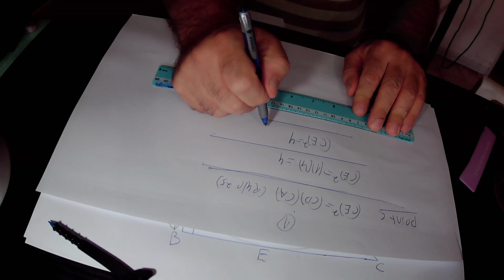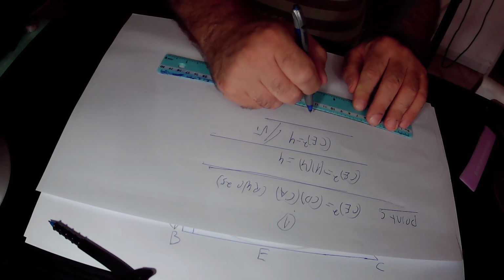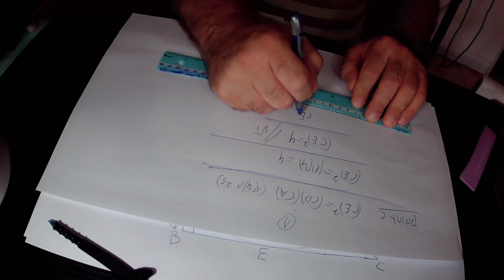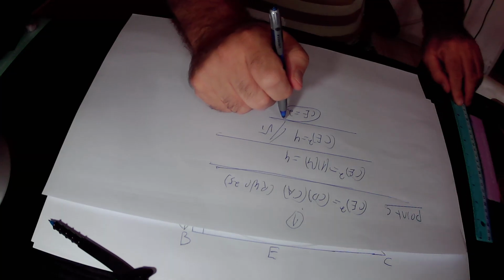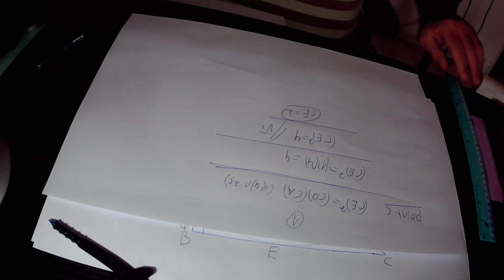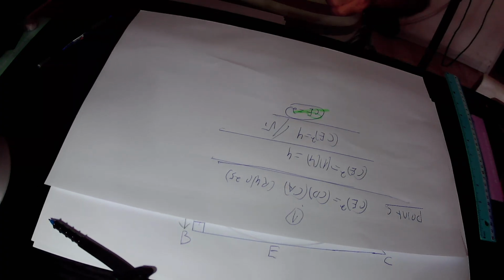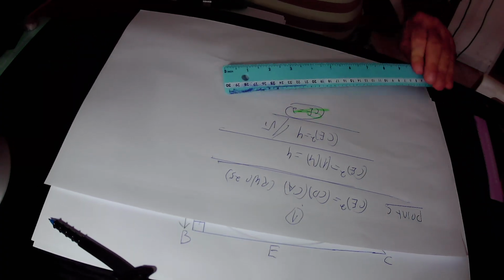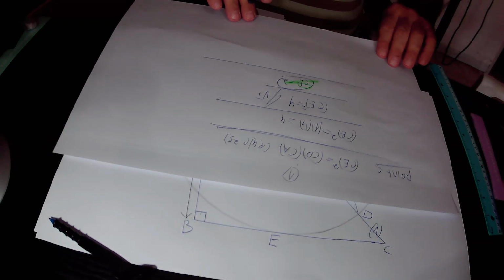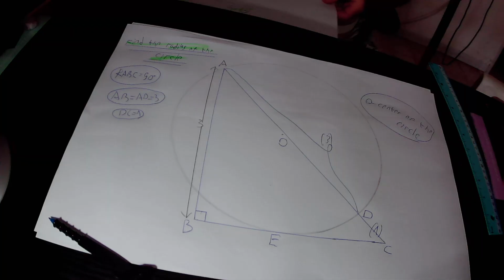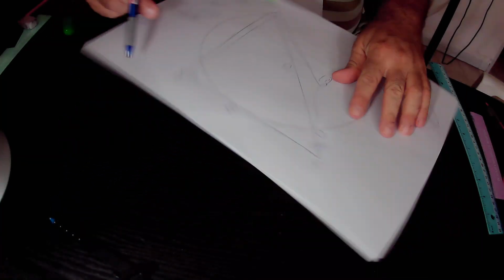Here we take the root out of this equation, and we get that CE equals the square root of 4, that is 2. So the length of tangent CE is 2 units. This is tangent CE, it is equal to 2 units in its length.